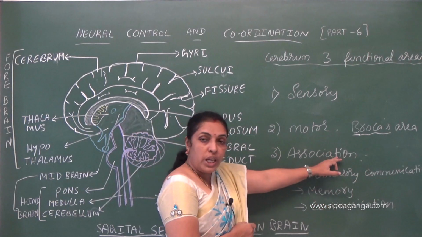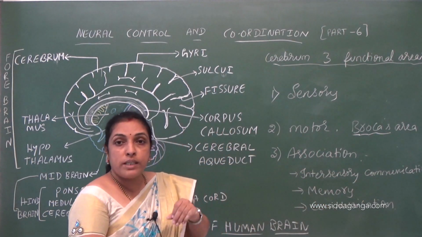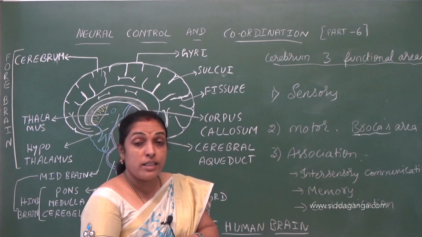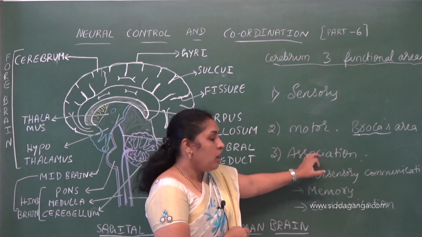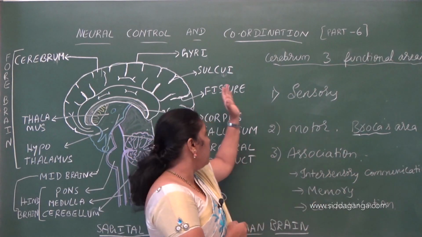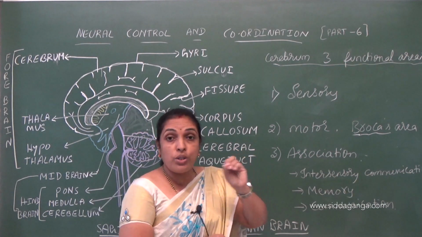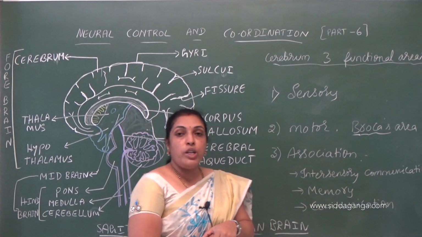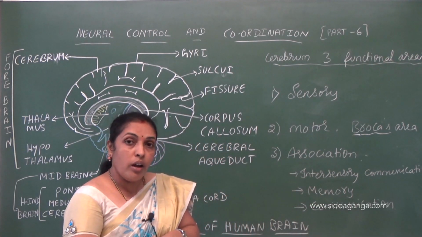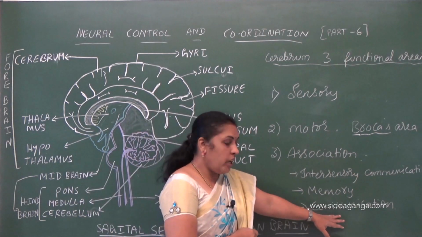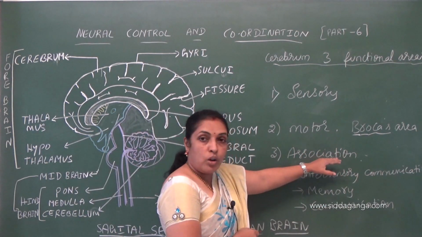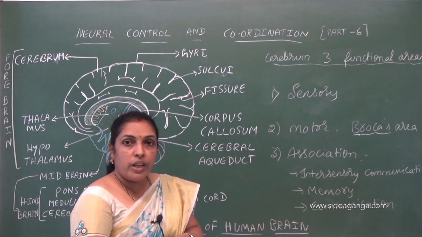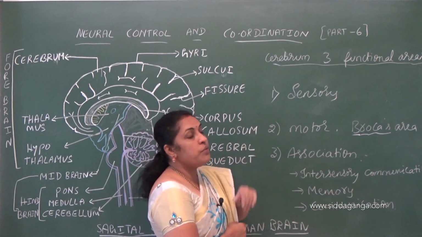Memory: association areas, with the other lobes present in the cerebrum, record all the memory of past events. There are two types of memory, short-term memory and long-term memory. Communication: association areas also have the ability to control communication. So these are the functions of the cerebrum.